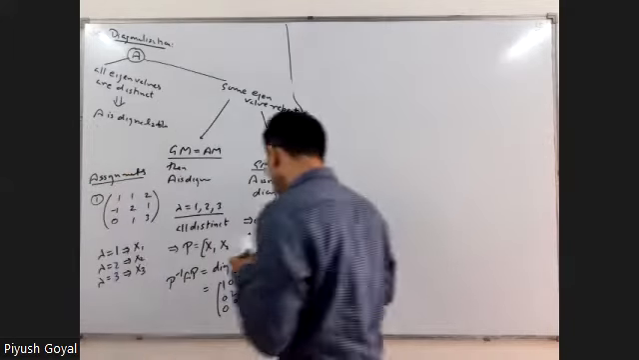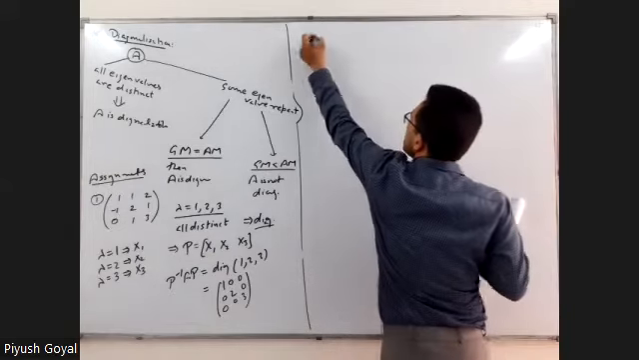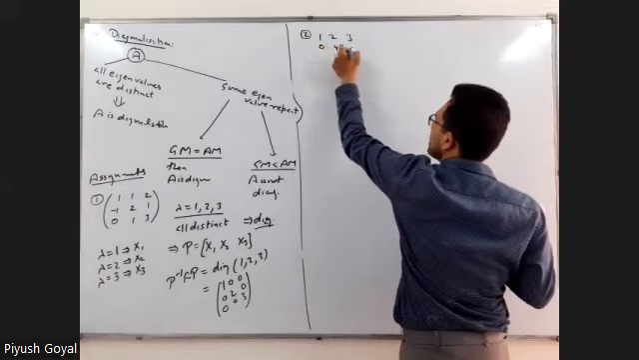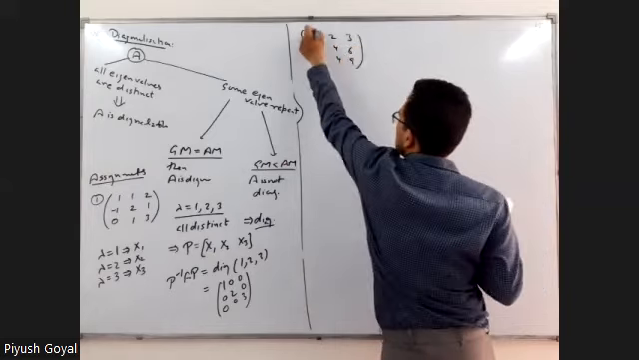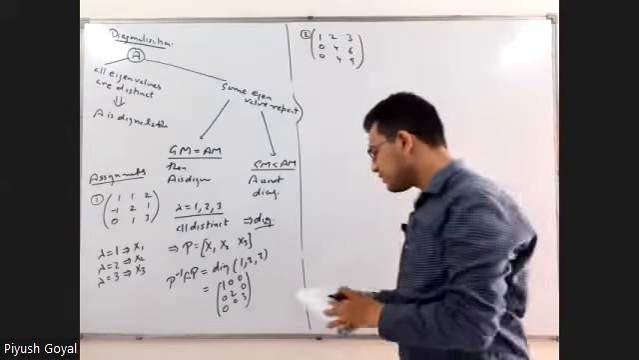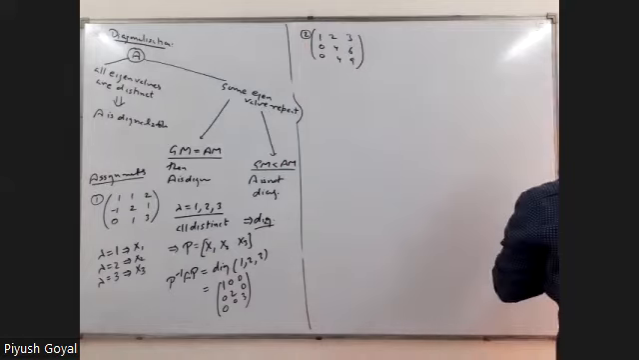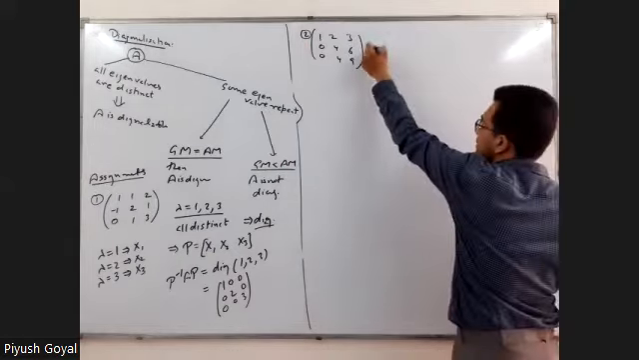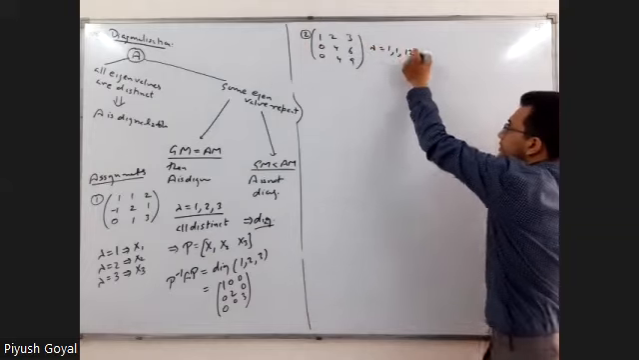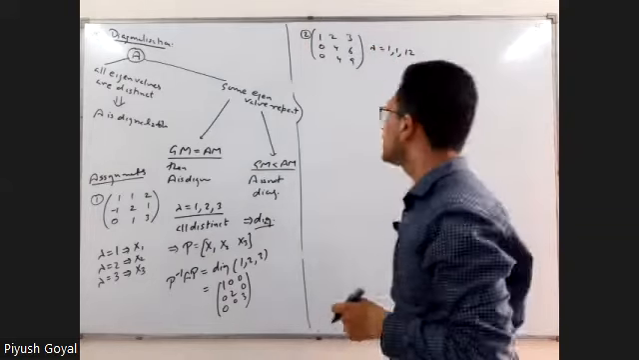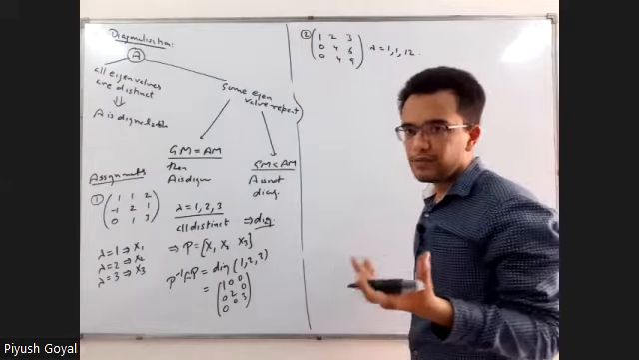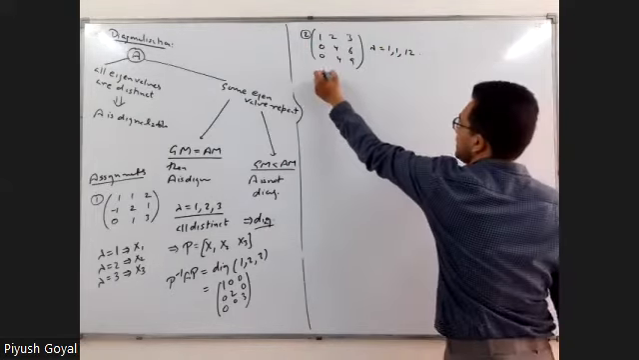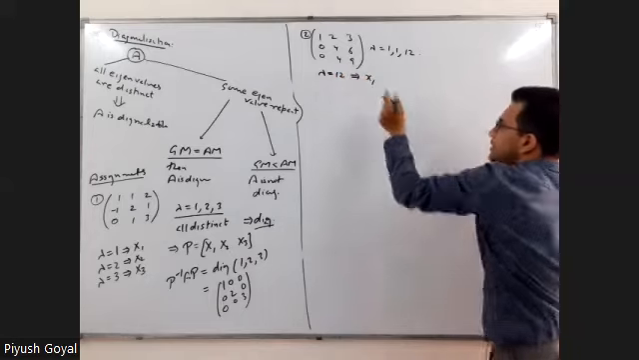Next is this matrix, 1 2 3, then 0 4 6, then 0 4 9. This is another numerical. When you find its eigenvalues, you will find that the eigenvalues for this matrix are 1, 1 and 12. Now you will not worry about lambda equal to 12. You know that it will give one eigenvector. So lambda equal to 12 will give one eigenvector.